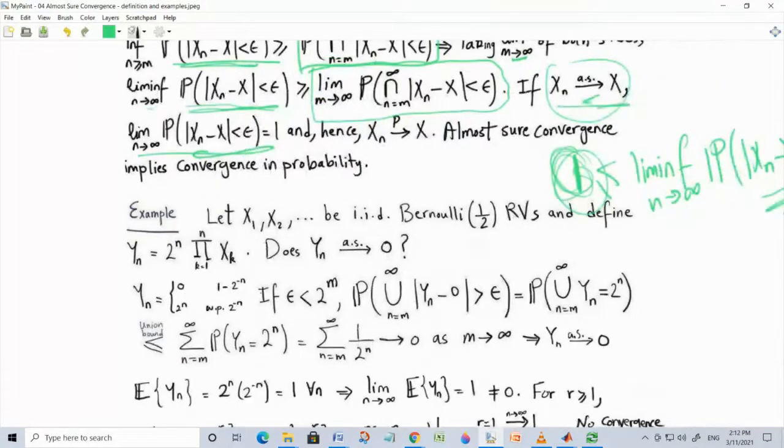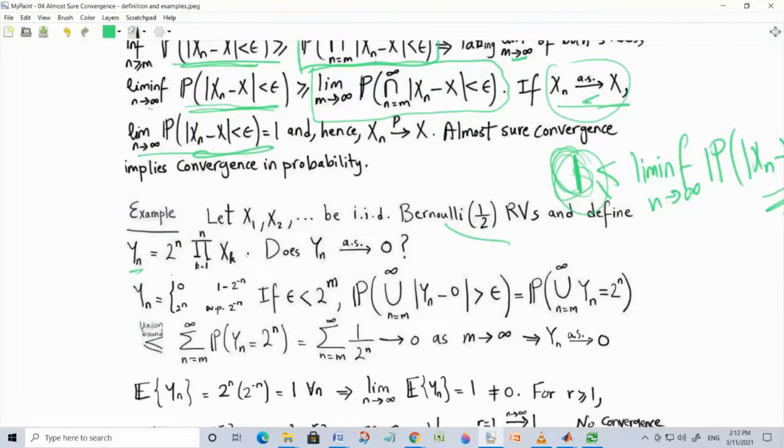Okay. So, example: the Xs are IID Bernoulli 1/2, but we are not interested in the Xs themselves, we are interested in Yn. Yn is this quantity: you multiply the Xs from 1 to n, and then you multiply by this monster here, 2 to the power n. And you ask yourself, does this thing converge to 0 almost surely?